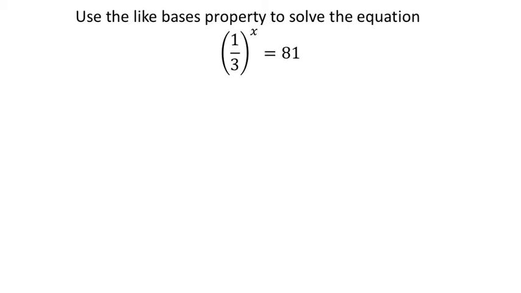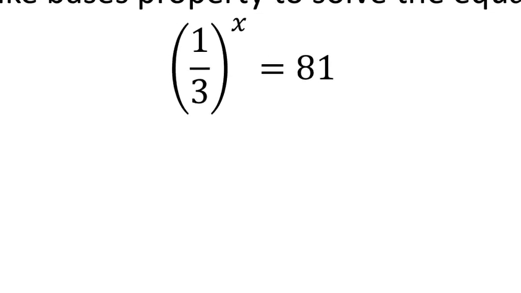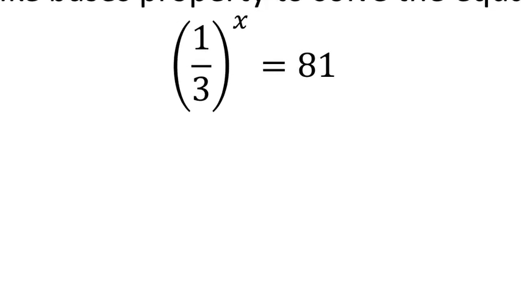So use like bases to solve the equation. All right, so last thing I really want on these types is some kind of fraction, like this one is. So I'm going to change it into a not a fraction. I would be looking right now to reciprocate this, which would really make it 3 over 1, but I'm just going to show it as 3.